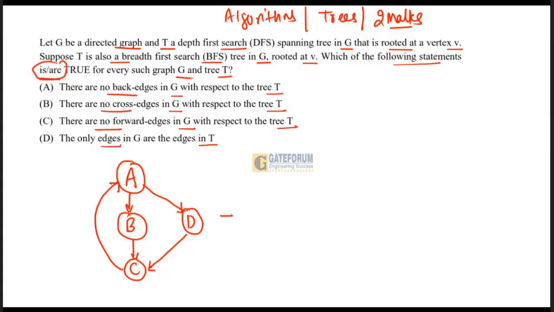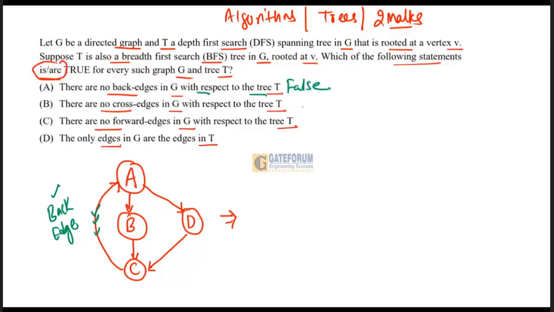Now if I analyze the problem here, option A says there are no back edges in G with respect to T. But there can be a back edge like this. In this situation, a back edge is possible. So the statement that no back edge exists is false.